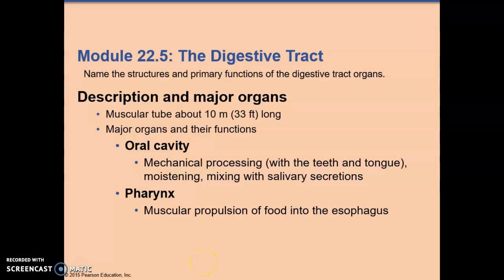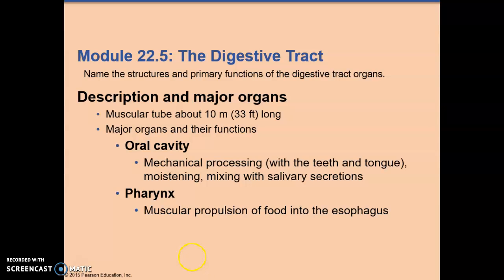Be sure to be able to label and identify the structures of the digestive tract, the major organs as well as the accessory glands. So the digestive tract is also called the GI tract, or gastrointestinal tract, or alimentary canal.